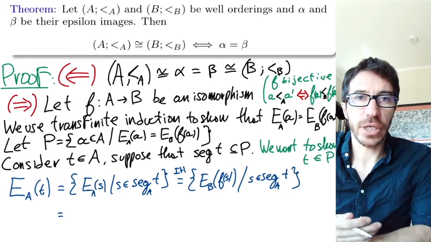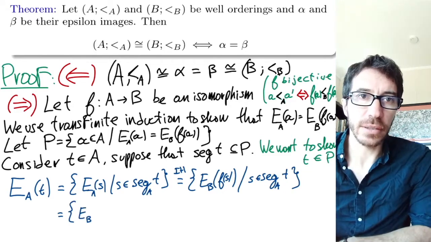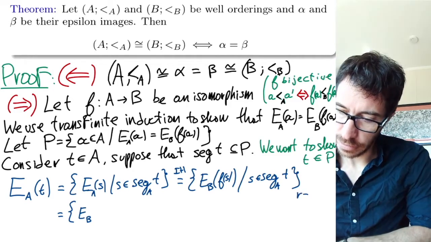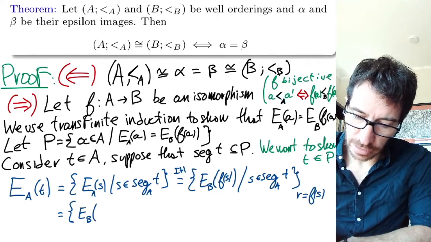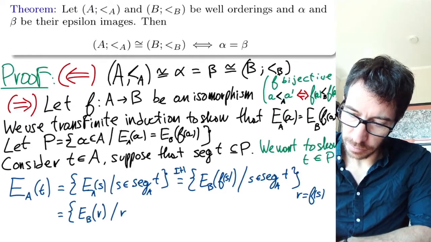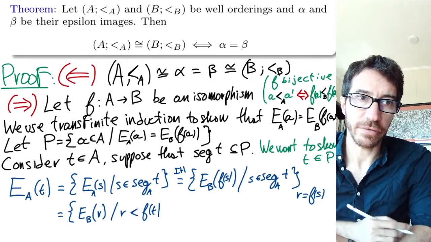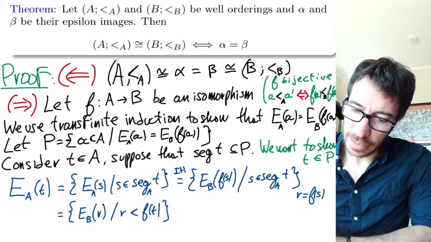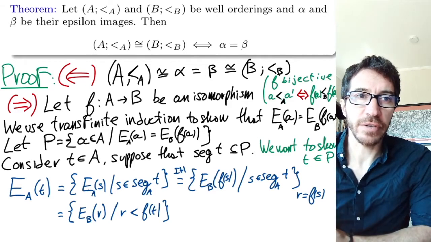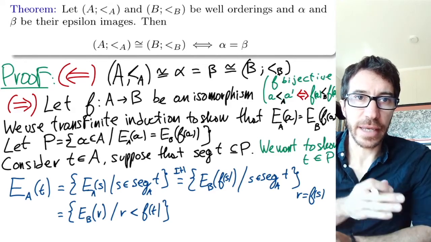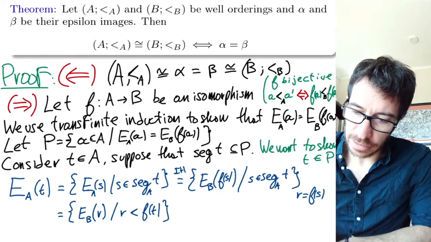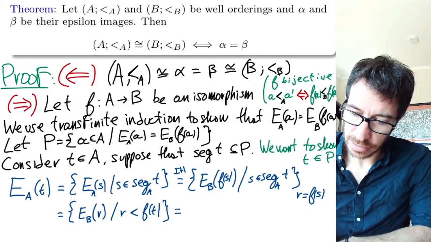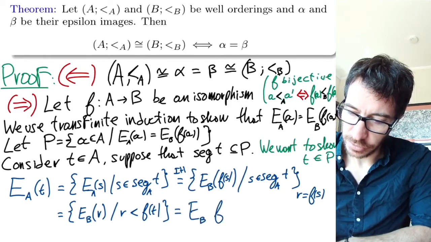So F of those guys is exactly, let's call them something else. Let's say that we use R for F of S. So this is exactly E of R for R below F of T, right? Belonging to the segment of F of T, right? And this is because it's a bijection, right? F of S is below F of T if and only if S is below T if and only if R is below F of T. And that's the same thing as E of F of T, right?